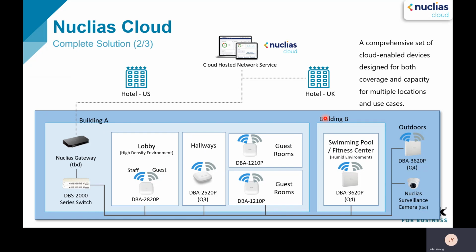If you want to manage, for example, multiple hotels under multiple countries, for example the US and UK, you can through the web portal manage all the individual devices under this project site. For example, the Nuclias Gateway coming soon, and for our switch, it's called the DBS 2000, followed by all our APs, individual rooms or even the lobby, swimming pool, and you will be able to see the AP status and the client's information. And not just that, we have the Nuclias surveillance camera coming soon also.